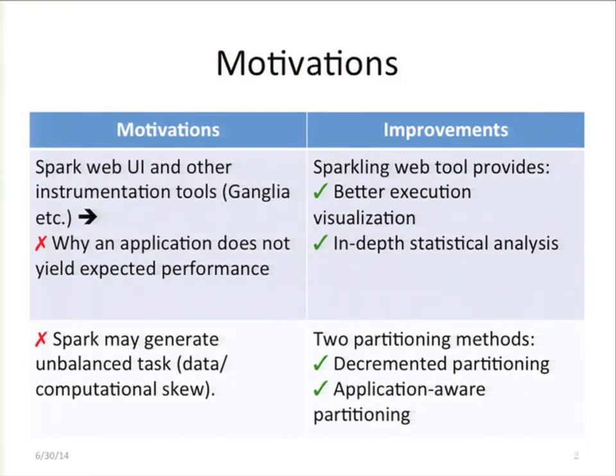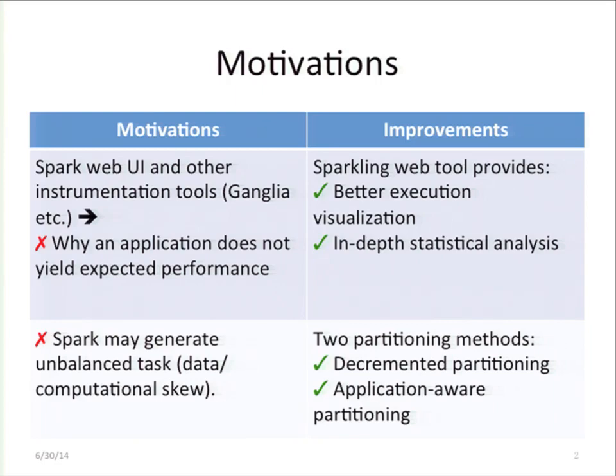Sparkling Web tool provides better execution visualization, as you can see in the later slides. And also it provides an in-depth statistical analysis. I also find Spark may generate unbalanced tasks during the partitioning, which we call data or computational skew.